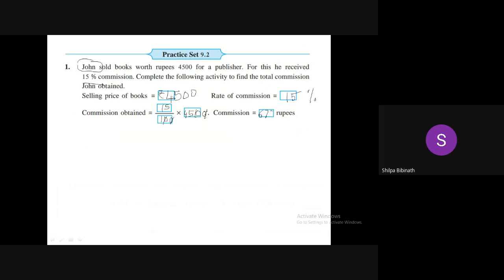675 rupees. Okay, so how much commission is getting? 15% of 4500, so it will be 675 rupees. Okay, so this is how we are going to solve. Now here students, the calculation is almost the same as what we did for discount. But here the name is changing and the meaning also will change. But the calculation almost remains the same.